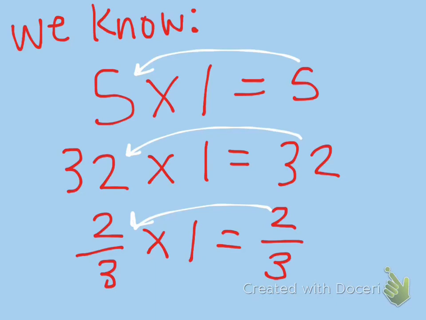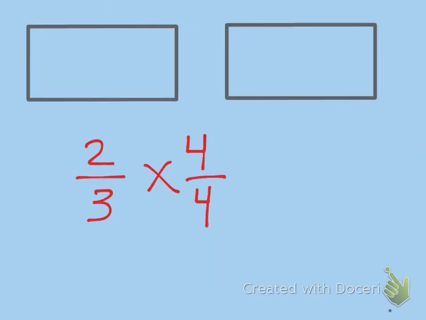So 5, that's what we started with, and it's the answer. 32, we multiplied that by 1, and we got the same thing that we started with. 2/3, when multiplied by 1, the answer is the same thing that we started with. So our question in this chapter is, if we multiply by a fraction that's equal to 1, do we still get an answer that is the same thing as what we started with?